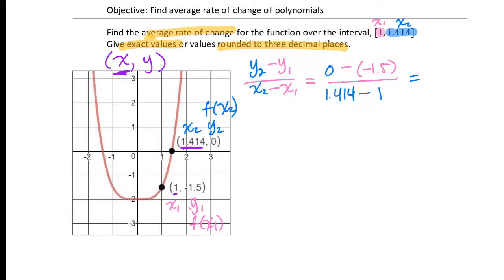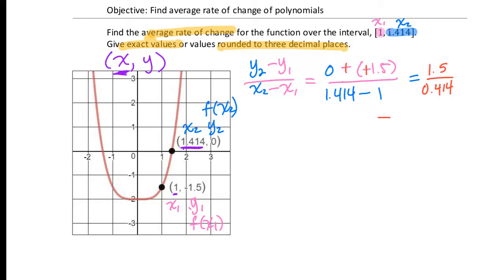Or you can think of it as keep, change, change. So keep the 0, change the negative to positive, change the negative to positive. So 0 plus 1.5 is just going to be 1.5 over 1.414 minus 1, which is going to give you what? 0.414. And then you're just going to plug that into the calculator.